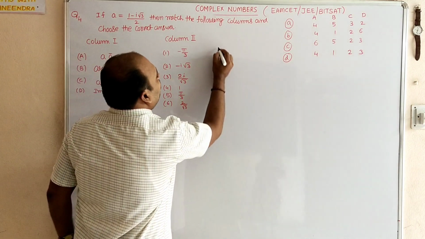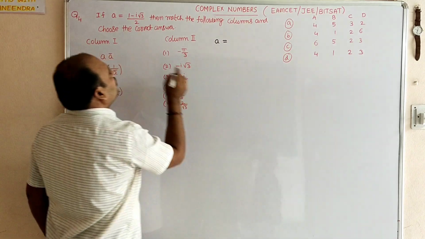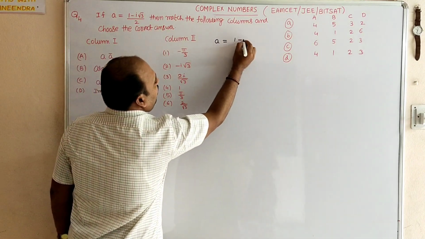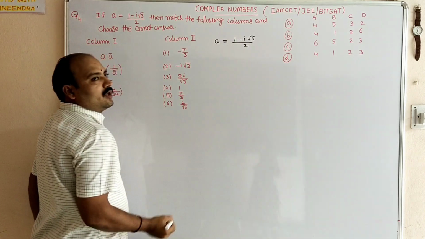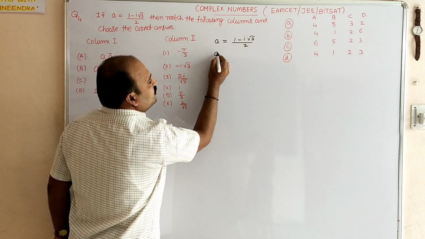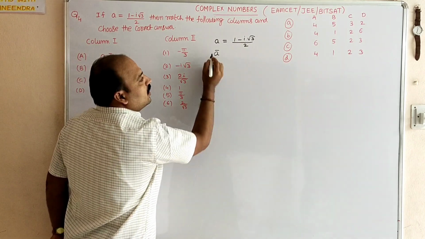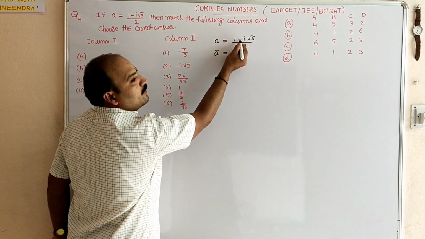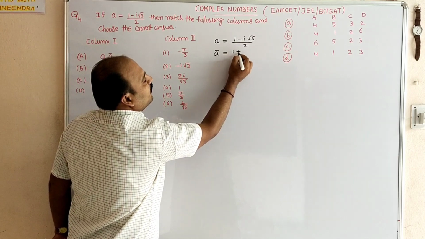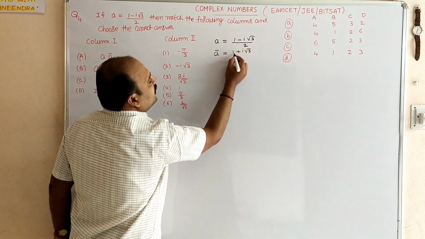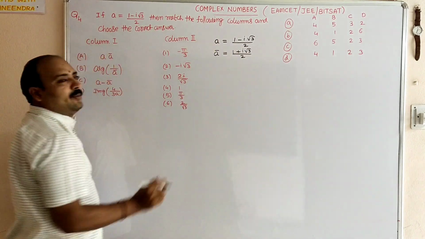First, A is given as the complex number (1 minus i root 3) by 2. The complex conjugate is denoted by A bar. Complex conjugate means wherever minus is there, you have to write plus; wherever plus is there, you write minus. So (1 plus i root 3) divided by 2. This is the value of A bar.